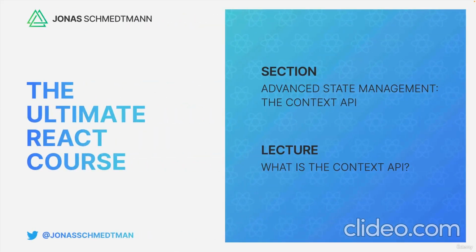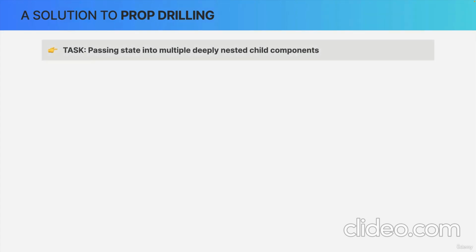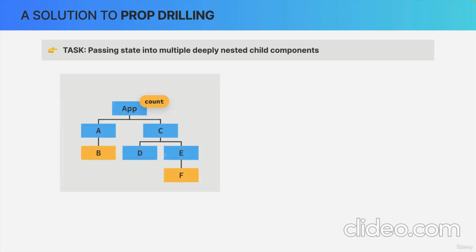Let's start this section by understanding what the context API is and what problem it solves. And we're actually going to start with the problem that the context API solves. So let's say that in our application, we need to pass some state into multiple deeply nested child components, just like in this fictional example. So in this application, the components B and F both need access to the count state variable. And so that's the task that we need to solve.